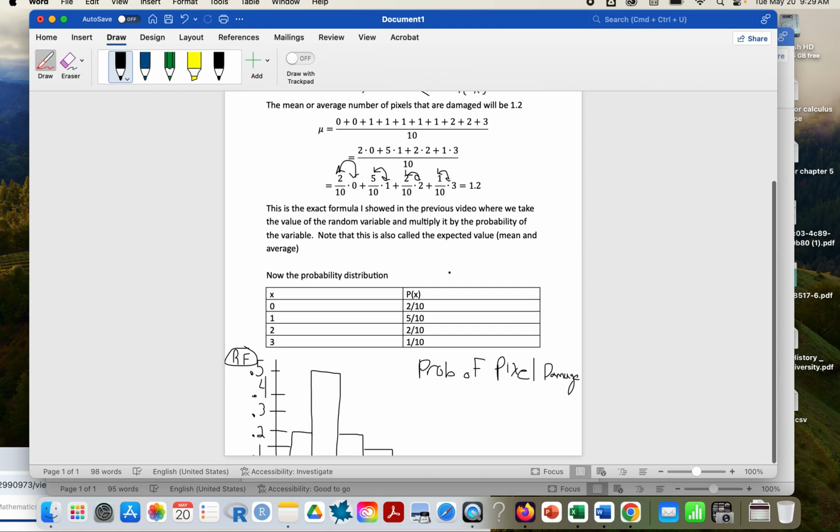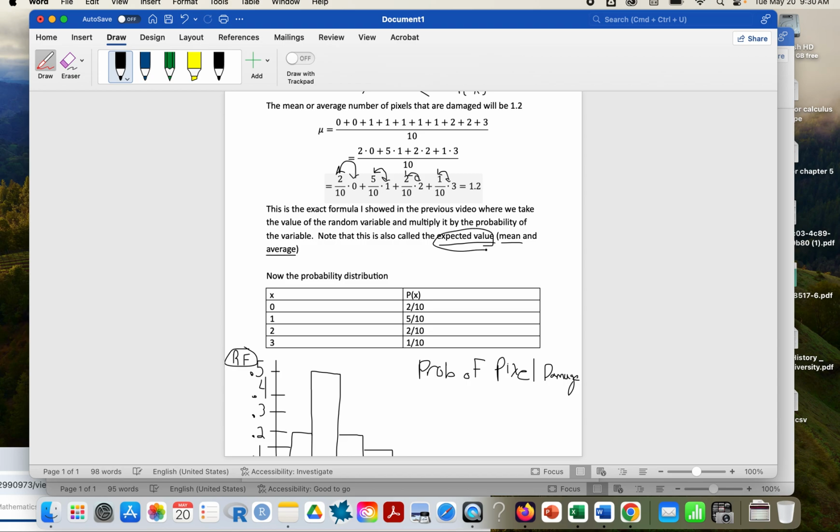Now, where this is heading is that we are getting to a thing called the expected value, which is another name for the mean, which is also another name for the average. So sometimes you'll hear people talk about the expected value. You might hear them talk about the mean as well as the average.